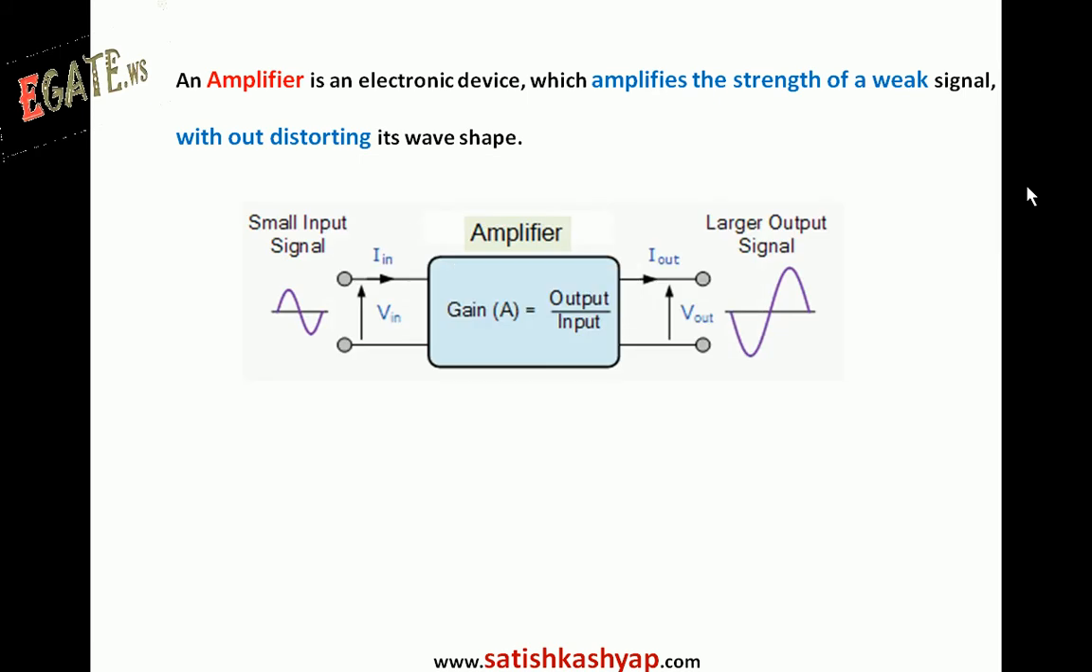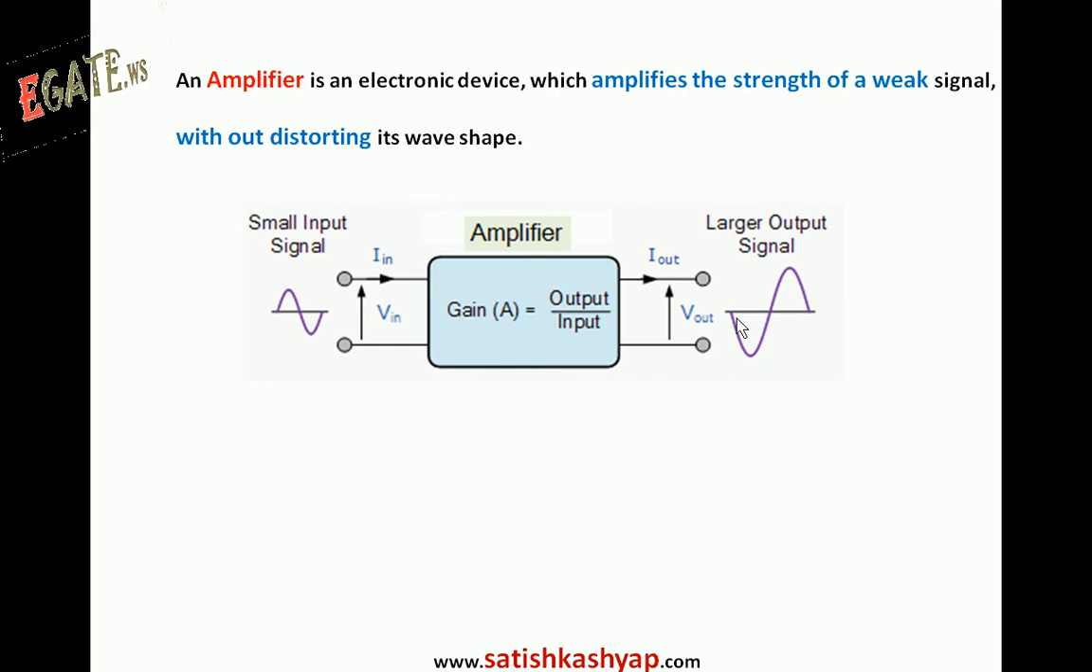Let us assume we are going with an amplifier gain A. If you apply a sinusoidal input signal, you must get a sinusoidal output only, but with larger magnitude. That is the function of an amplifier.